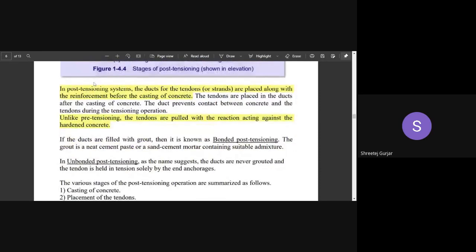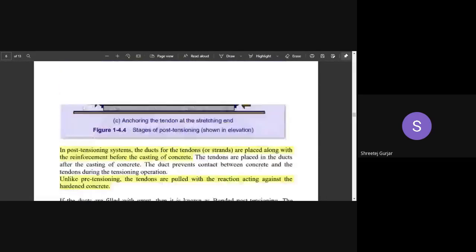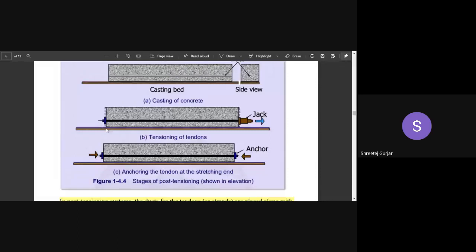Let us go into details. In post-tensioning systems, the ducts for the tendons or strands are placed along with the reinforcement before the casting of concrete. So before the casting of concrete, your ducts are placed in your formwork, and then your concrete is poured. Unlike pre-tensioning, tendons are pulled with the reaction against the hardened concrete. You can see the anchor is here, and when we pull your pre-stressing steel, it generates reaction against your concrete at your ends.